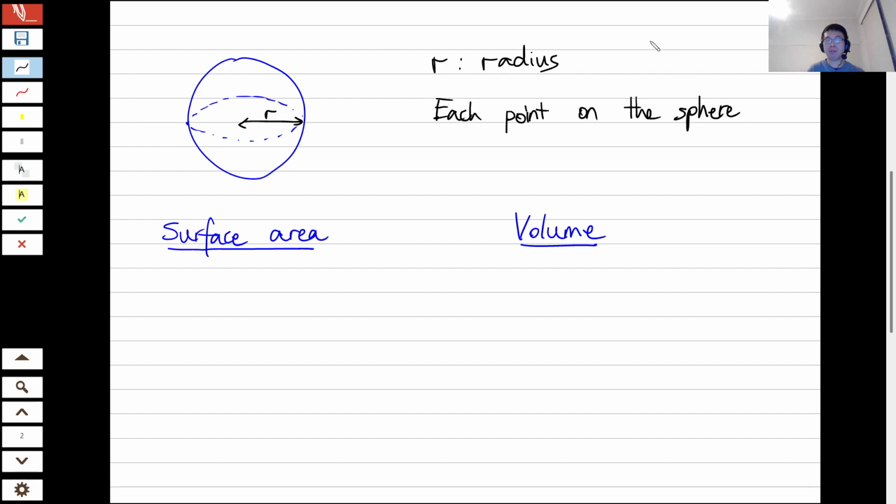So I'll just write a brief definition here for future reference. Each point on the sphere has the same distance from the center.